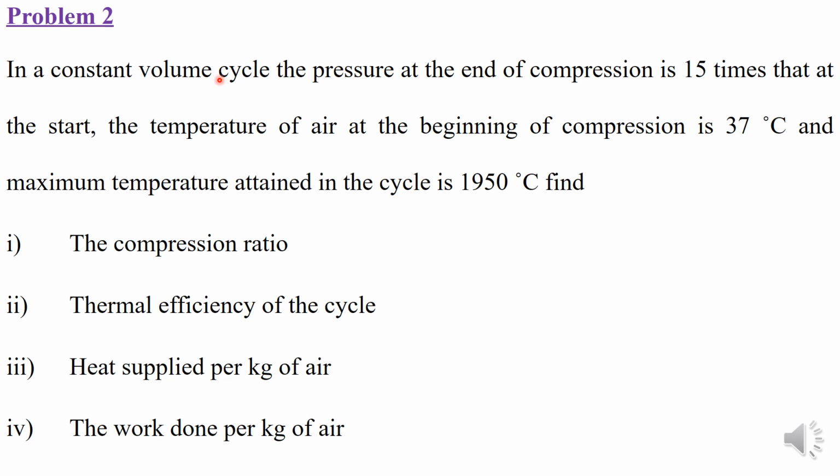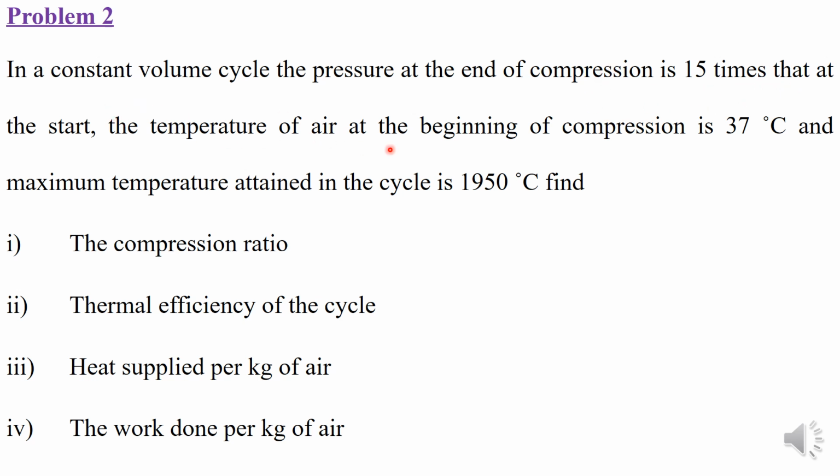Since it carries two processes, volume and pressure, heat addition and pressure will be limited. Hence it is called the limited pressure cycle. So you should remember: Otto cycle is also known as constant volume cycle, Diesel cycle as constant pressure cycle, and dual as limited pressure cycle. In the constant volume cycle, the pressure at the end of compression, that is P2, is equal to 15 times that at the start. So P2 is equal to 15 times P1, or P2 by P1 is 15.